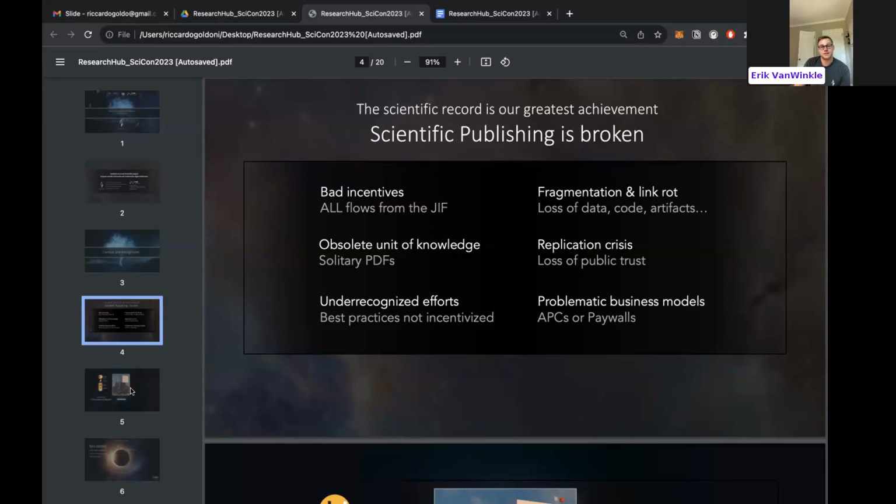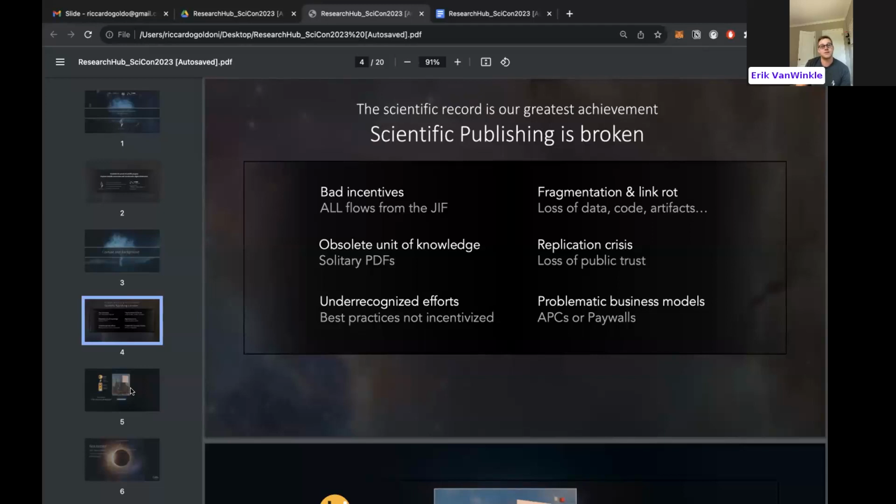There are bad incentives on the scientific record, which incentivize novelty and, to a certain extent, sensationalism over robust, rigorous knowledge creation, which all stems from the impact factor itself. The unit of knowledge is obsolete. Large portions of infrastructure for scientific research were created in the early 1990s and haven't necessarily been updated since then. As such, the current journal and publishing system really only has a method of publishing solitary PDFs.